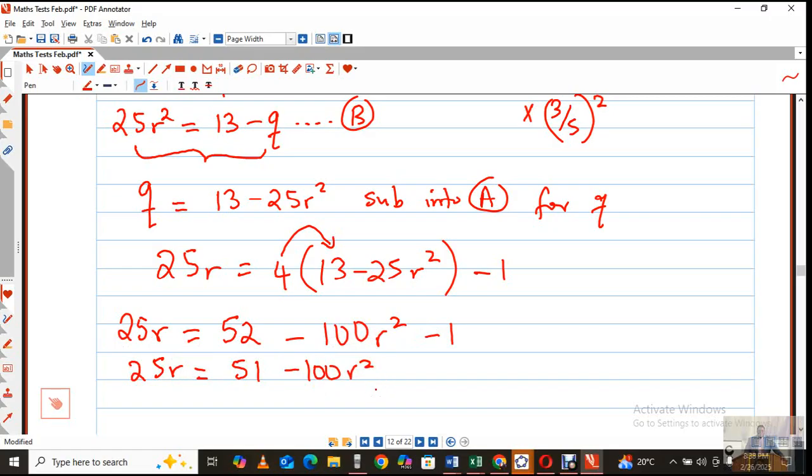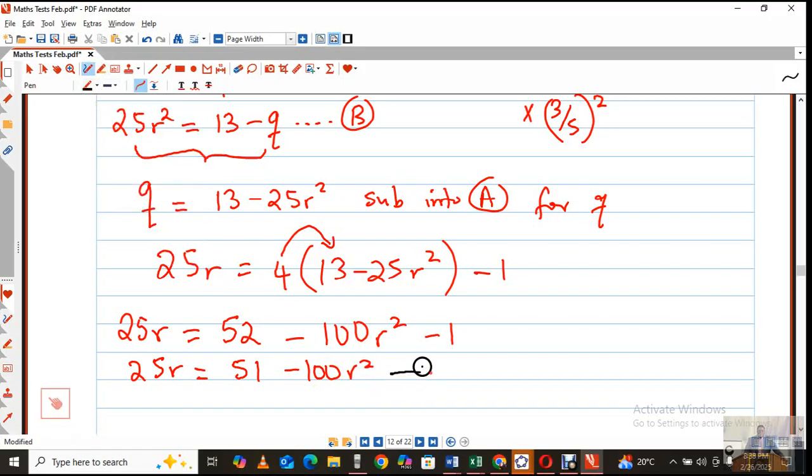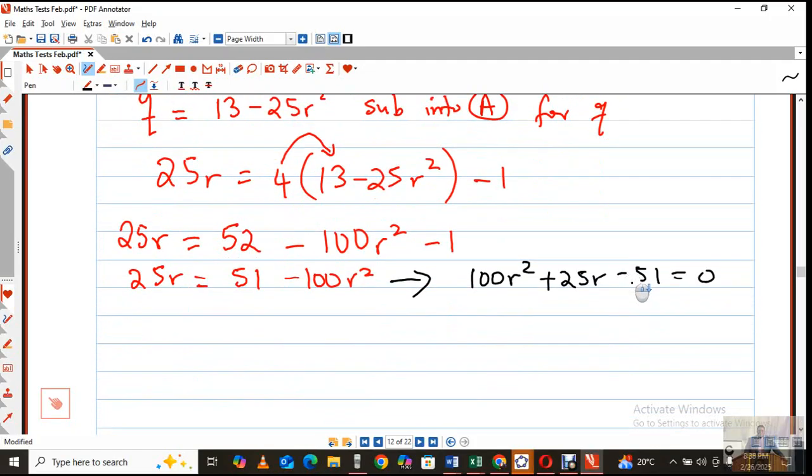Okay, so let me just, because of the space, and I don't want to bring so many pages in. This is going to be 100r squared, plus 25r, that one is not moving, it stays there, minus 51, well, that gives you 0. Right, so you can go ahead and use the quadratic equation formula in order for you to calculate that.